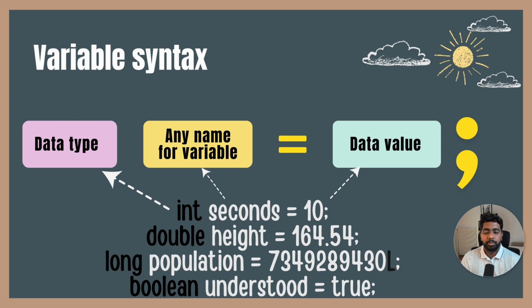It can be either Boolean, integer, and so on. Then you can give a name for your variable, followed by the equal sign, then the data value. According to the data type, you must provide the data value. And then don't forget the semicolon at the end.